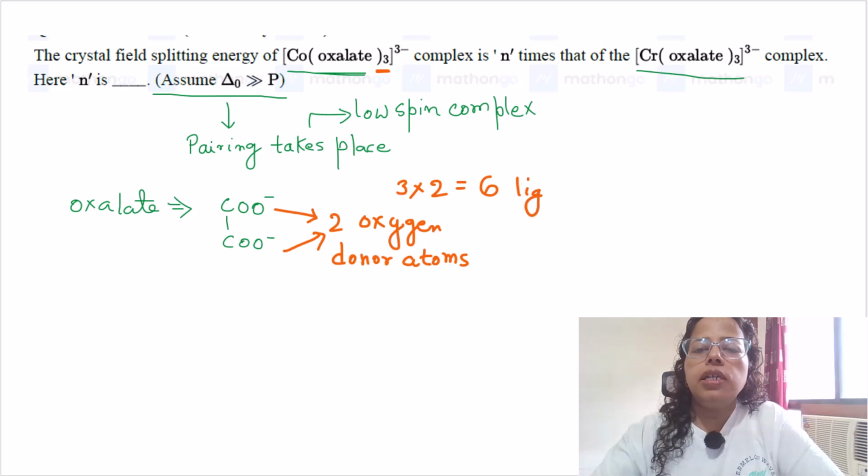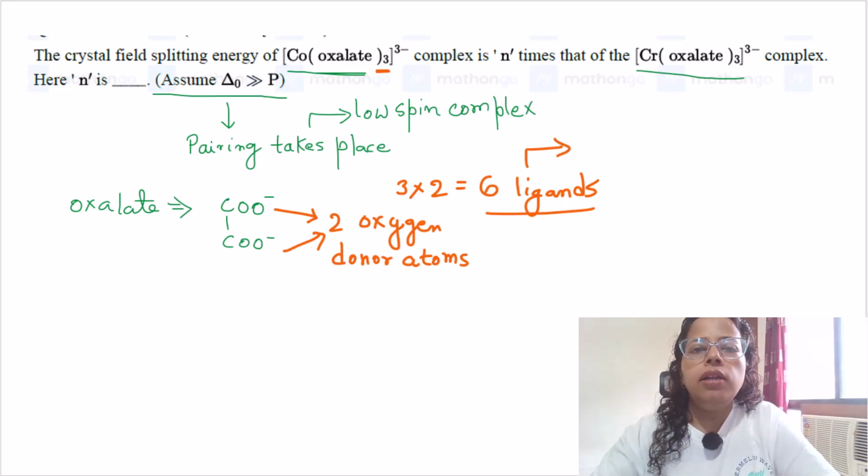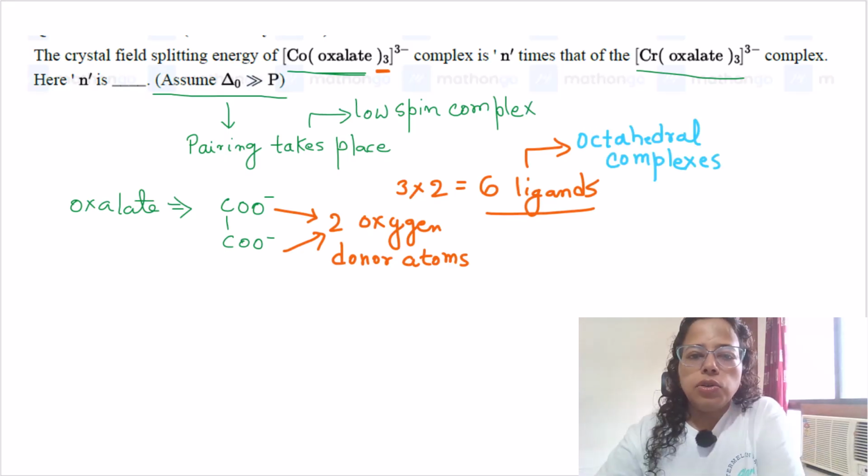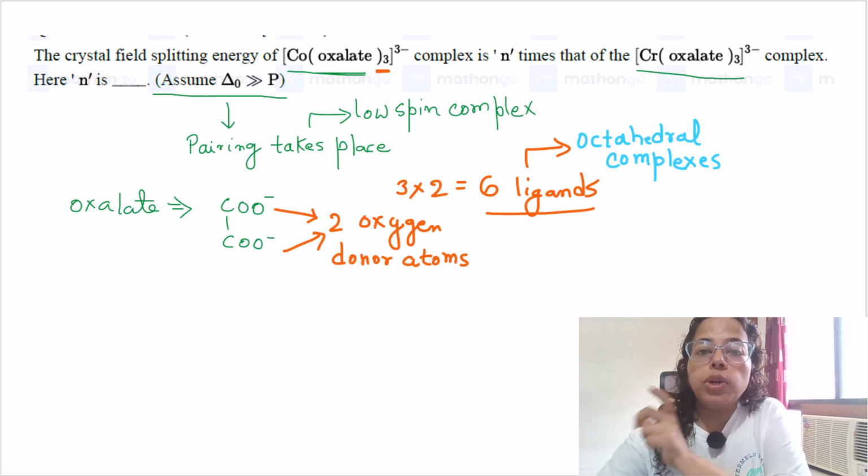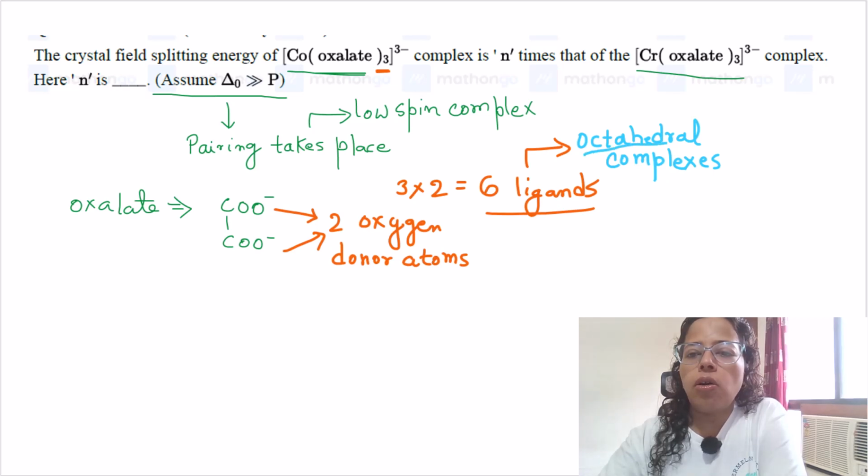So we have 6 ligands. And when this metal ion is coordinated to 6 ligands, then we have an octahedral complex. So this complex is octahedral. Both cobalt and chromium complexes are octahedral. This is how we can find out the nature of the complex through the number of donor atoms of the ligands. Now we have the full information about the character of these two complexes. These two complexes are octahedral low spin complexes.